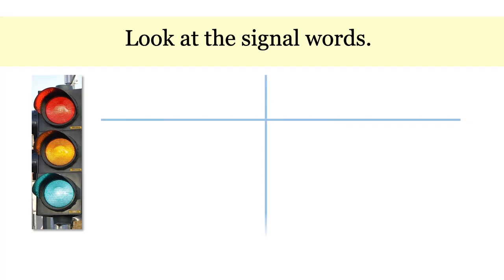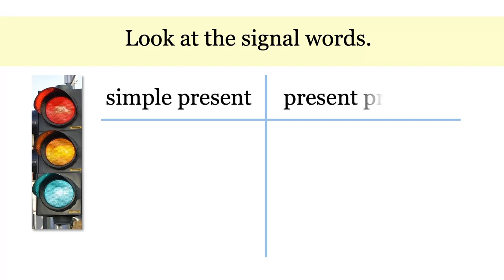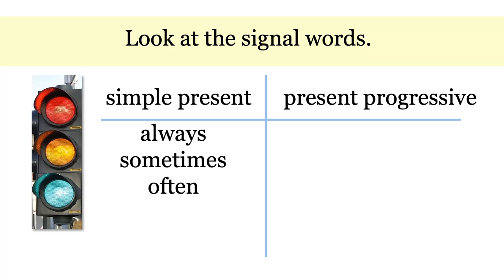So let's make a chart, and on one side we'll put simple present and the other side present progressive. On the simple present side, we use frequency words like always, sometimes, often, and never to show the simple present. We also use the word every, and we put it with another time, like every hour, every day, every week, every month, every year. And this tells us that something happens again and again, and that's our use for simple present.